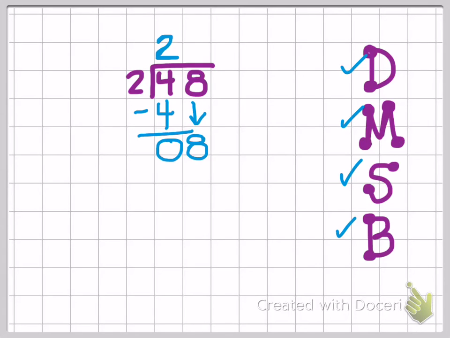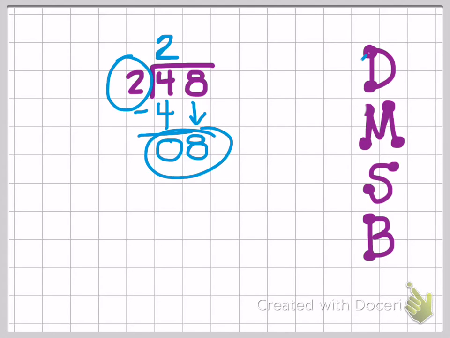Now what we have to do is start back over at divide. So we're going to start our steps over, but this time we're going to be using this number to get us started with our remainder. Okay, so our first step is going to be 8 divided by 2. 8 divided by 2 is 4, so you place the 4 directly over your 8.